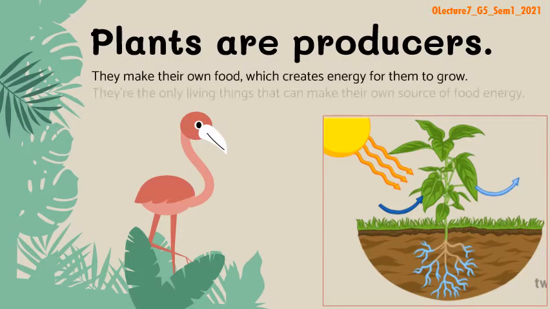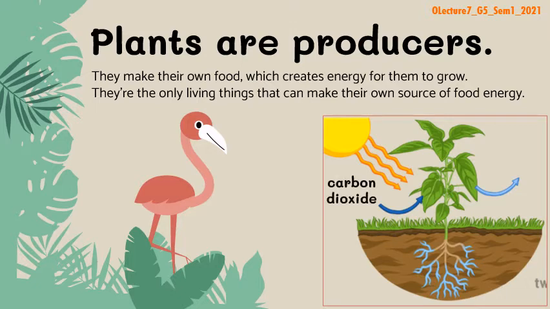Green plants are called producers or autotrophs because they produce or make their own food. Producers absorb carbon dioxide from the air through their stomata. They use their roots to absorb water from the soil. And they use the chlorophyll found in their leaves to catch sunlight energy. Plants combine carbon dioxide and water in the presence of sunlight energy to produce their food, which is a kind of sugar, and release oxygen into the atmosphere.